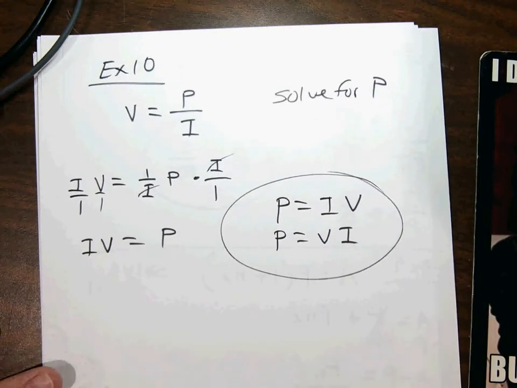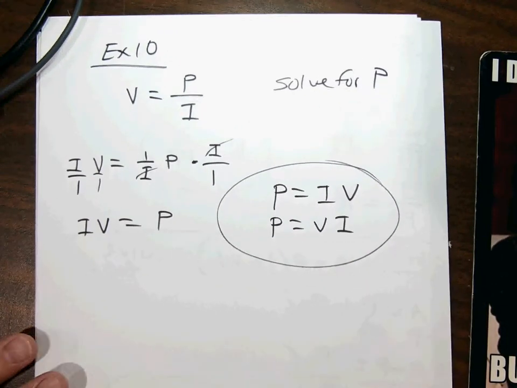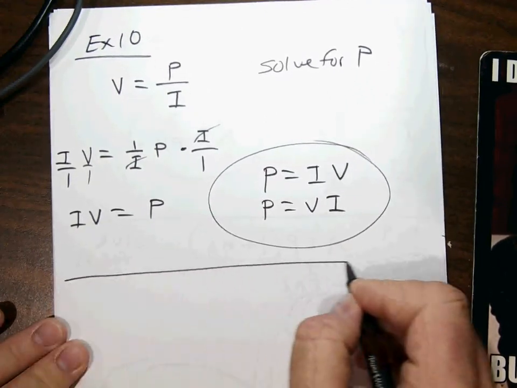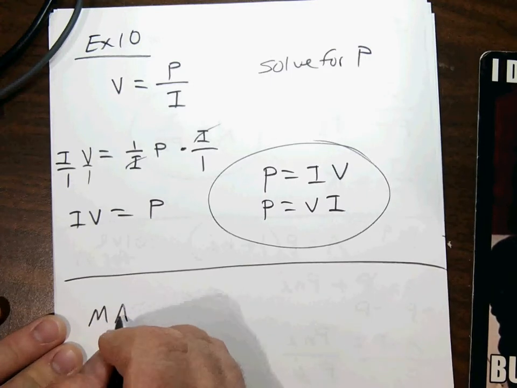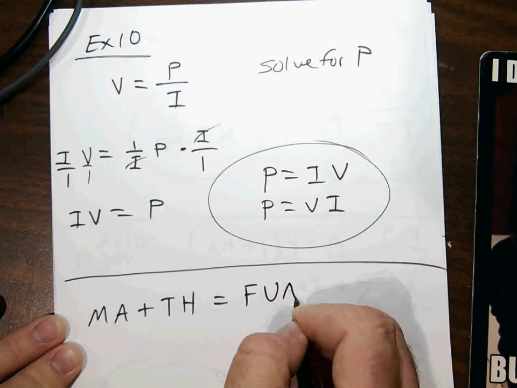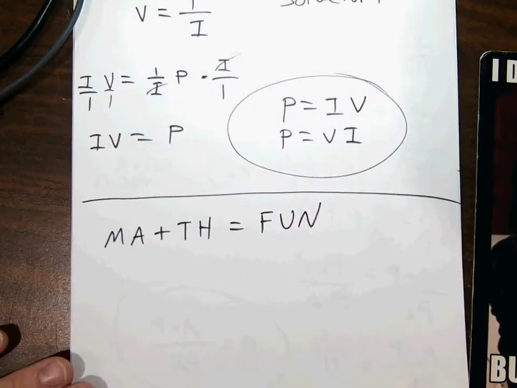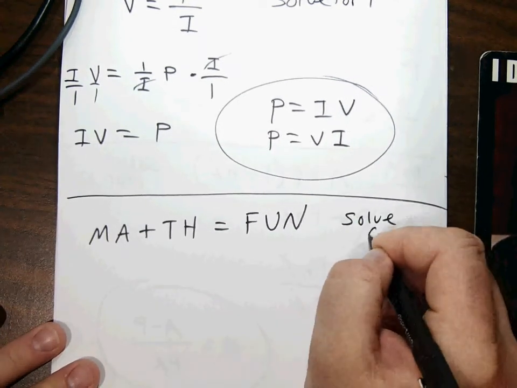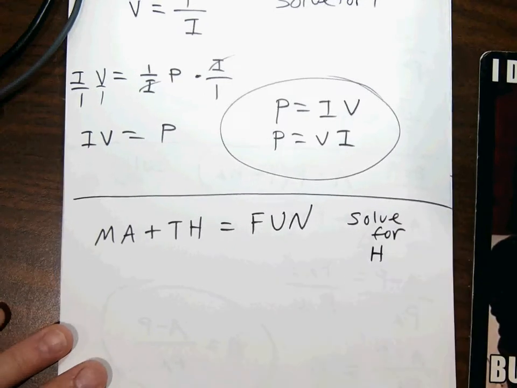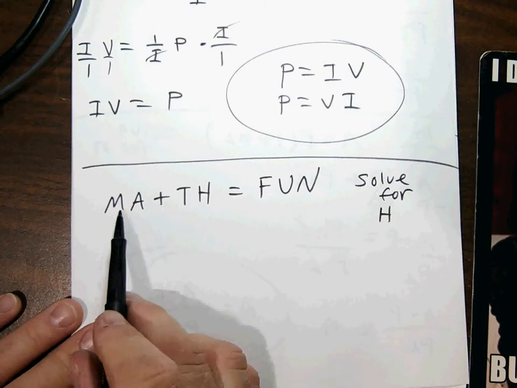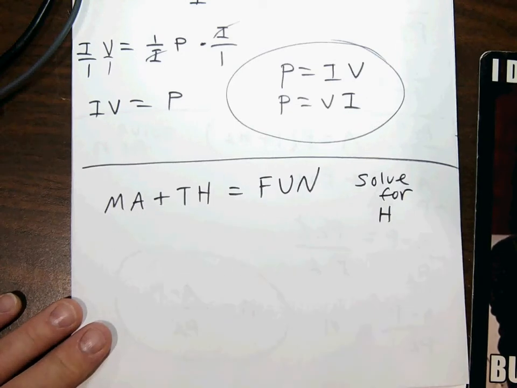All right, there we go. Shuffling formulas around. Okay? I always like to throw this one in. MA plus TH equals FUN. And that almost looks like it says math equals fun, doesn't it? It sure does. Let's solve for, I don't know, H. Solve for H. How am I going to do it? It's T times H plus this MA equals FUN.